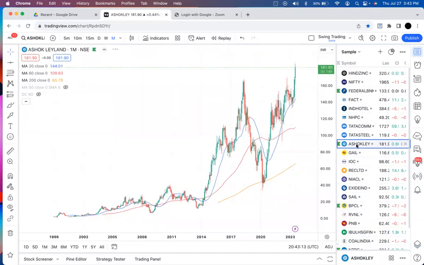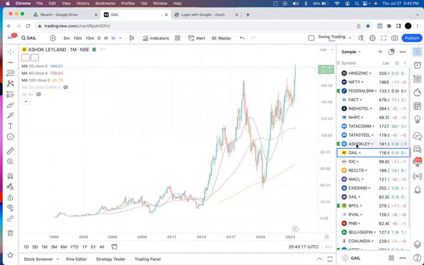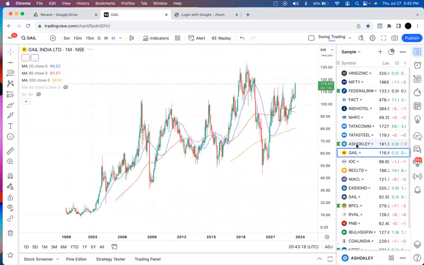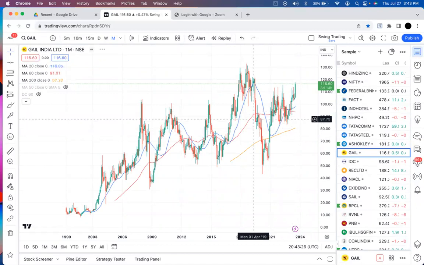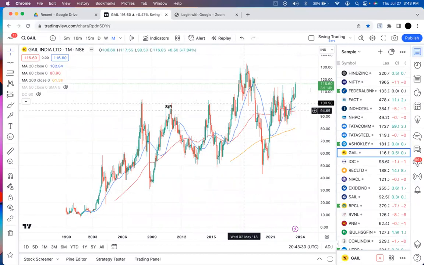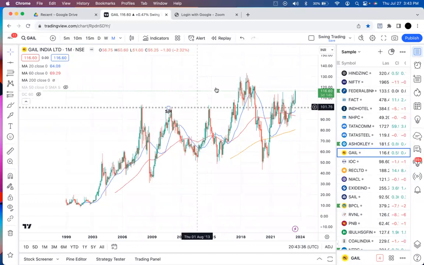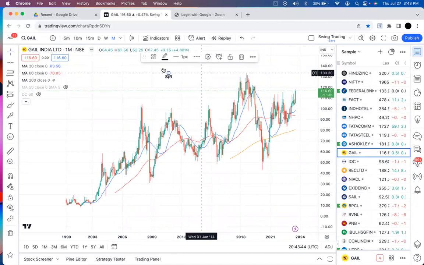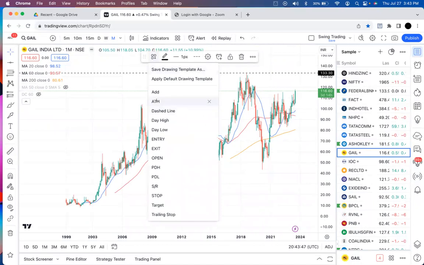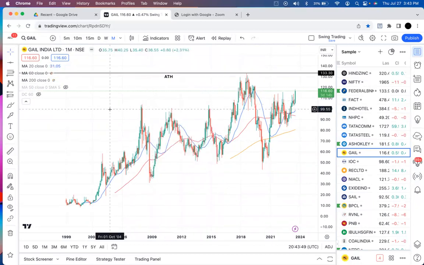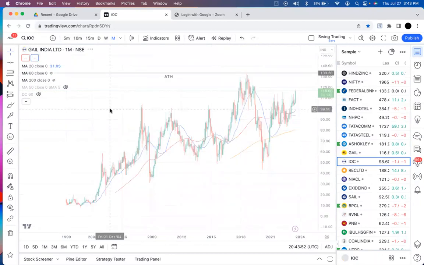GAIL is the next one. Let's see what GAIL looks like. The 20 is above the 60, and the 60 is above the 200. But you'll see that the 20 has been sideways for some time now. Overall, it's showing an upward trend, so it's fine. It looks like I don't have an all-time high drawn over there, so I'll move this line up here and change it to an all-time high line. Right, there we are. So that's GAIL. I'll leave it there for now.